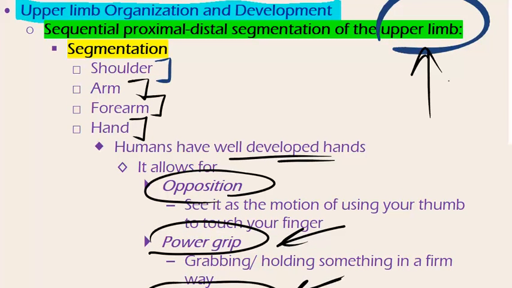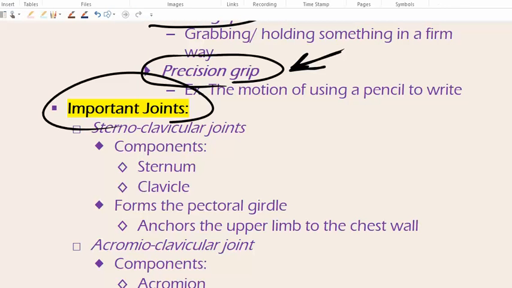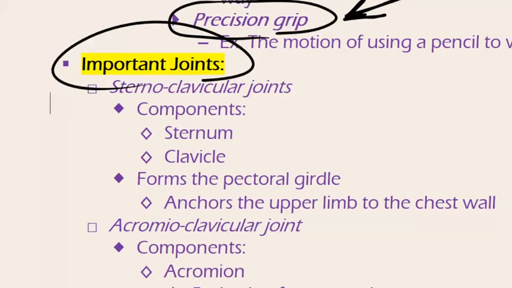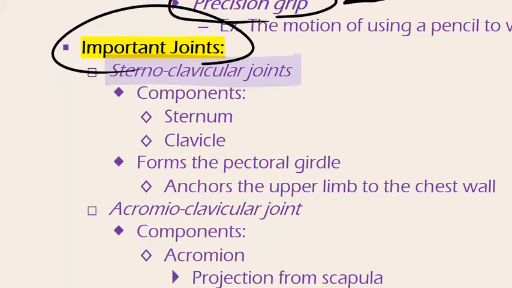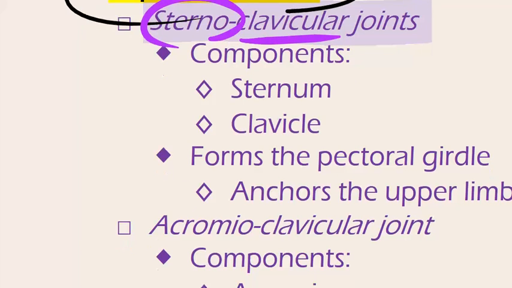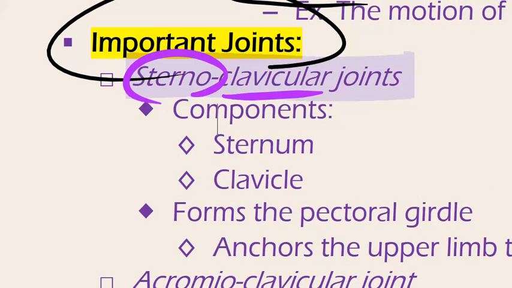Okay, so now what we're gonna get into is the joints, the important joints, right? Okay, so the first joint that we're gonna consider is your sternoclavicular joint. So the first thing here is sterno. This is coming from your sternum, right? So that's like here. And then clavicular is like clavicle, right? So it's the joint that is connecting your sternum with your clavicle.